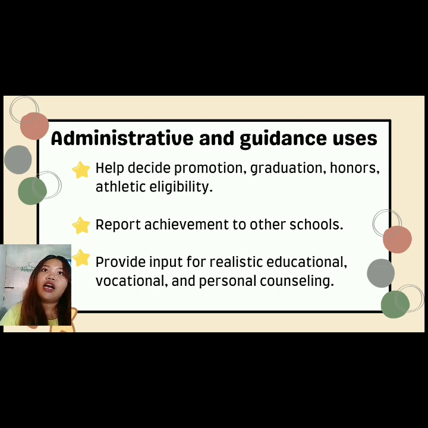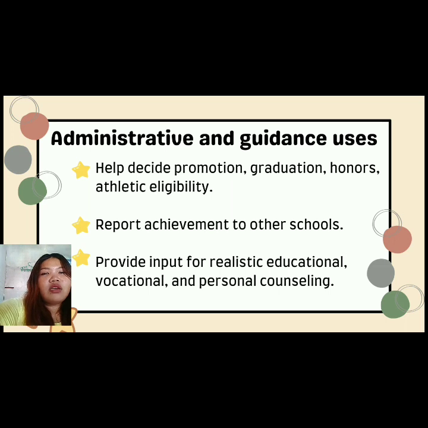Of course, at the end of the school year, they will be recognized, and it is very important in grading and reporting system to determine and decide promotion for the students who will be graduating, graduating with honors, and who will be the athlete of the year.